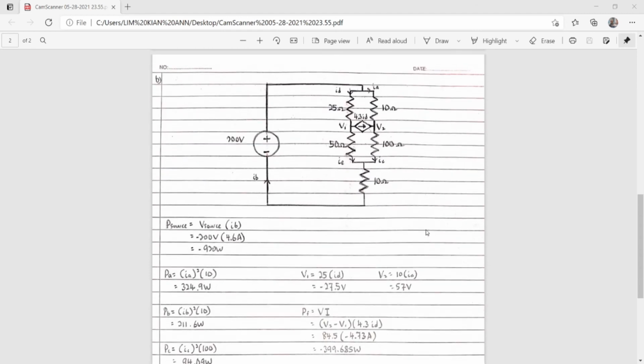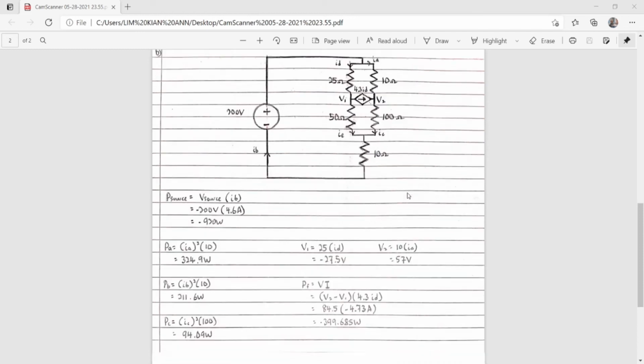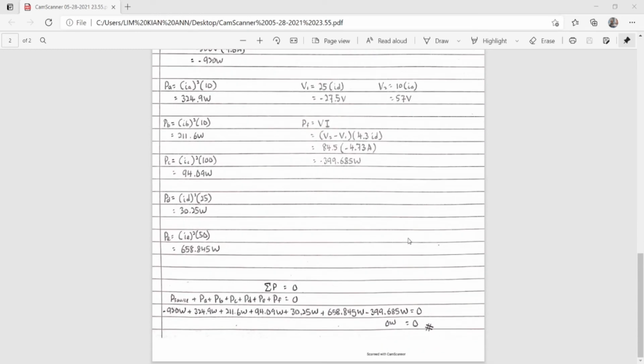Then for part B, here I rearrange the circuit like this and find the voltage across the dependent current source using V equal to IR. Find V1 and V2. Then we find the power for all components and total it. So it proves that the power developed is equal to the power dissipated. Here we get 0 and 0. Next, I'm going to show you how to check the answer using Multisim to do the simulation.